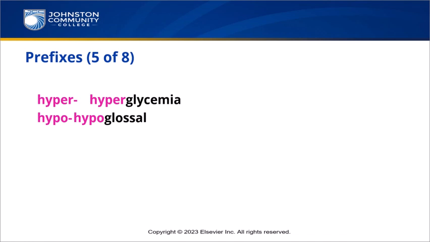Remember, we put that blood condition, that suffix first, so it's blood condition of excessive sugar. Then we have hypoglossal, which is pertaining to below the tongue. Again, we remember that "al" is our suffix for pertaining to. And then we have hypo. Hypo means below or less than. And then glosso or gloss is tongue. Therefore, we have pertaining to below the tongue.